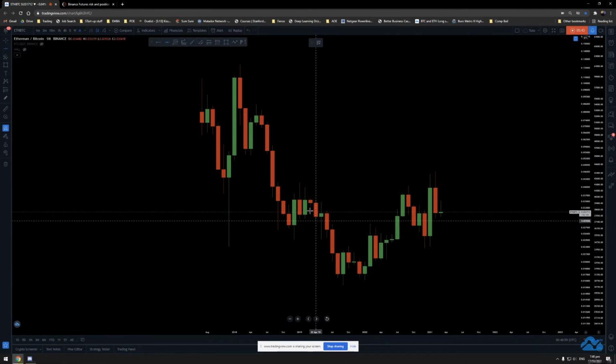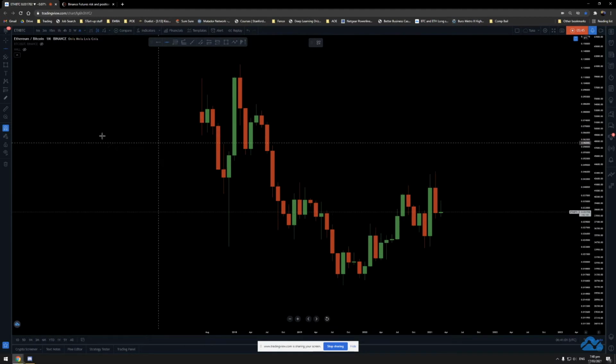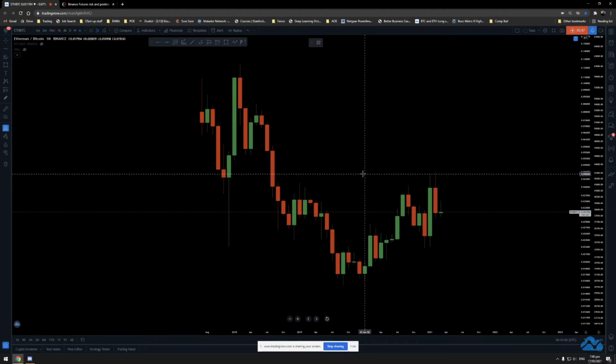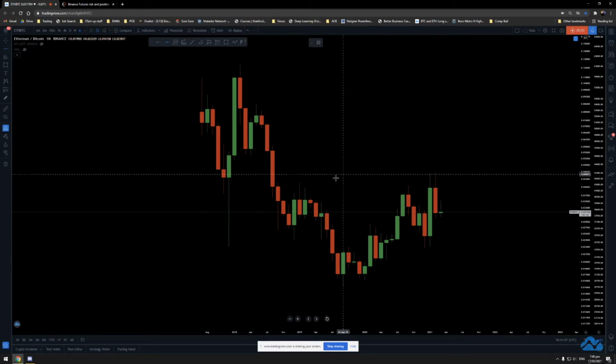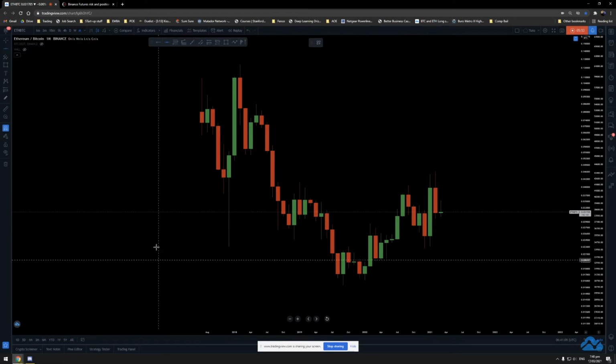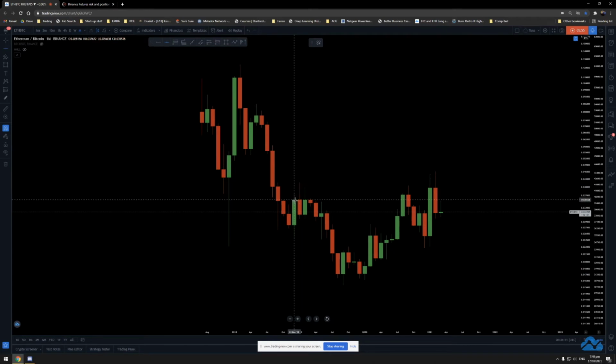So here, this chart, Ethereum BTC, and we're looking at the monthly. The important thing to note here is that to find your levels, you're looking for closes. Yes, you can use wicks or closes.